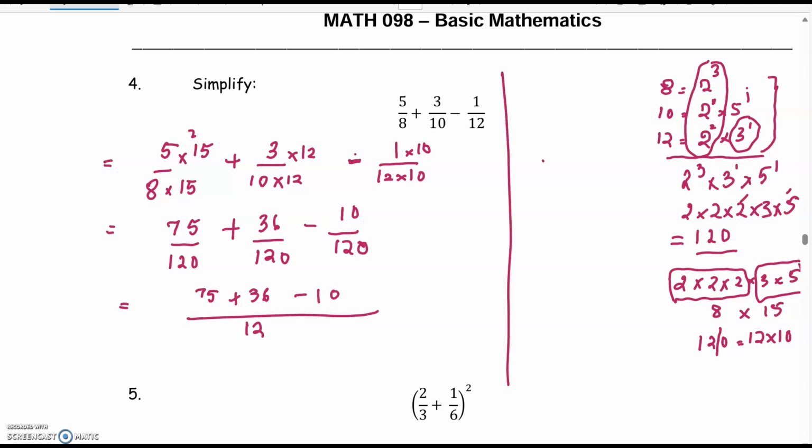So let's do the work on this side. 75 plus 36. 6 plus 5 is 11. And another 11. 111. Minus 10. 1 minus 0 is 1, 0. So this is 101 divided by 120.